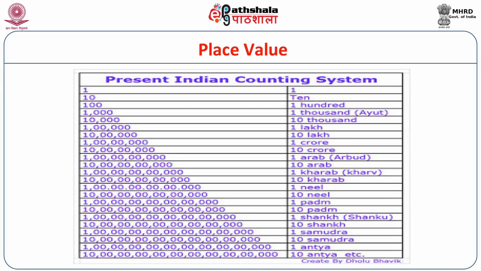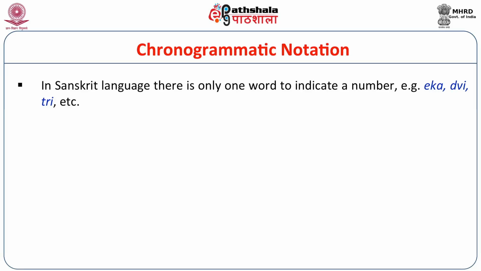Now besides these 2 systems of notation, the numerical system of notation and the decimal place value notation, there is another system of notation which was known to the people of ancient India. And this is known as the chronogrammatic notation. In Sanskrit, there is only one word to indicate a number, that is eka, dvi, tri, etc.